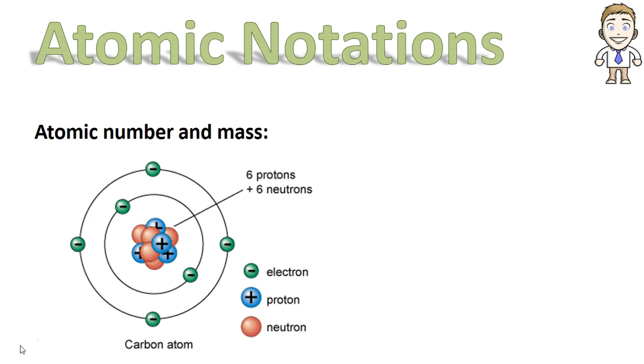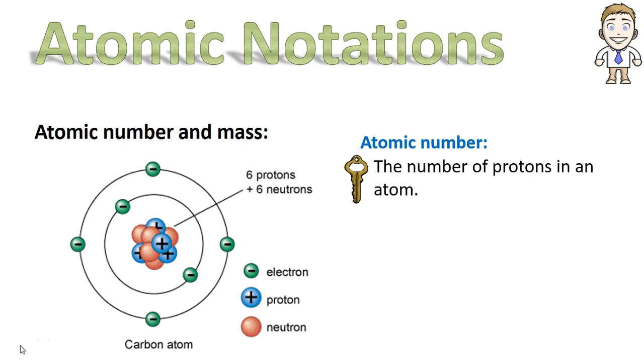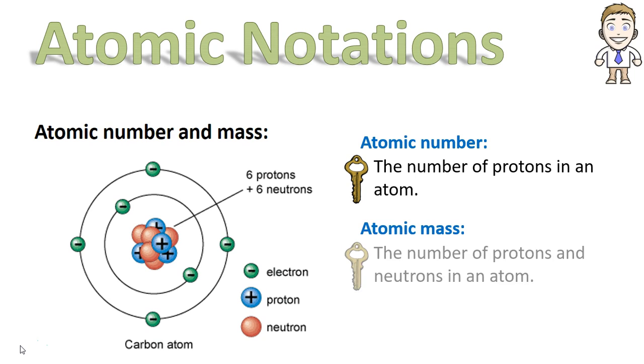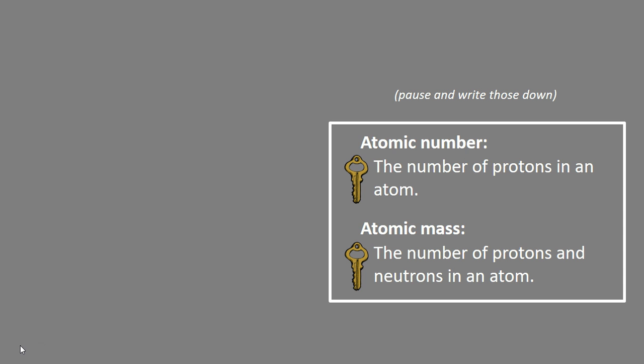To explain them, I'm going to bring back the carbon atom from the first video. And we'll start off with atomic number because it's the easiest one. Atomic number is defined as the number of protons inside an atom. So just count the protons, that's the atomic number. The mass is a little more complicated. It's the protons plus the neutrons inside of an atom.